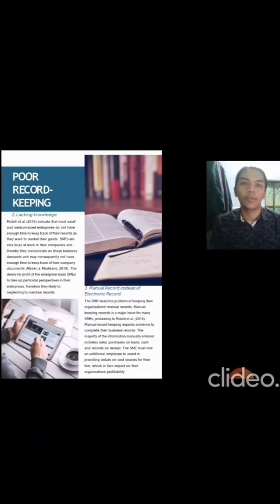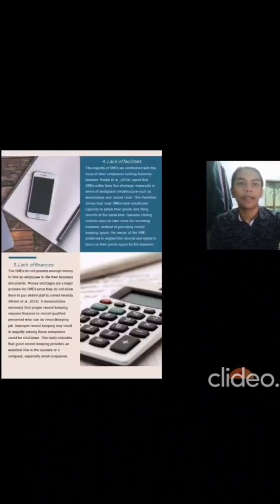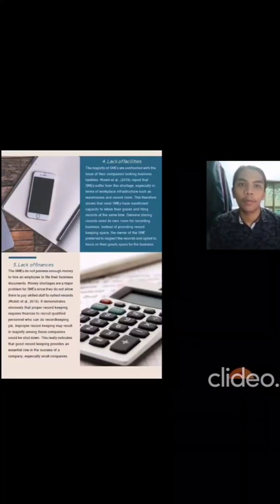The third reason is manual records instead of electronic records. This is a normal reason because SMEs don't have the luxury to buy electronic record systems. They don't profit enough from the sales. The fourth is the lack of facilities. This is because they don't profit enough from the sales, and they don't have the luxury to spend on additional facilities for record keeping.